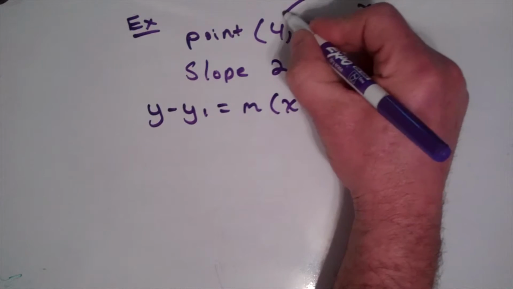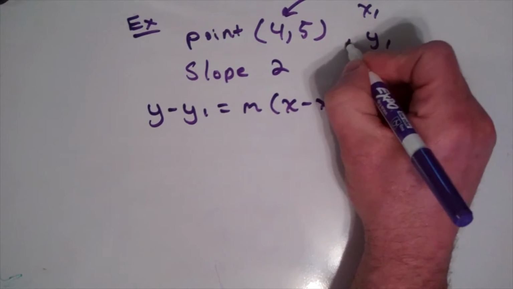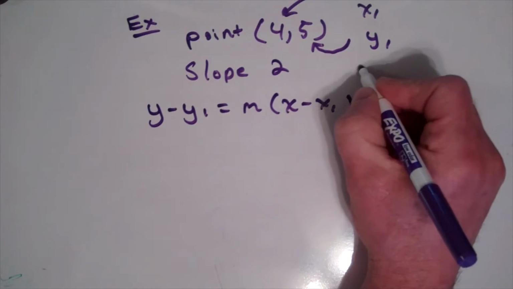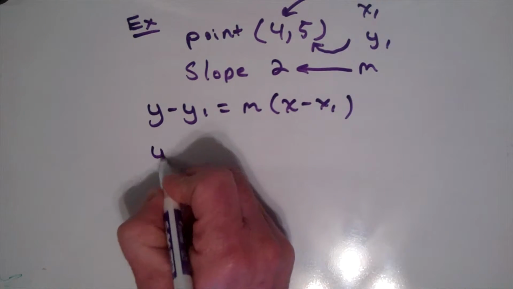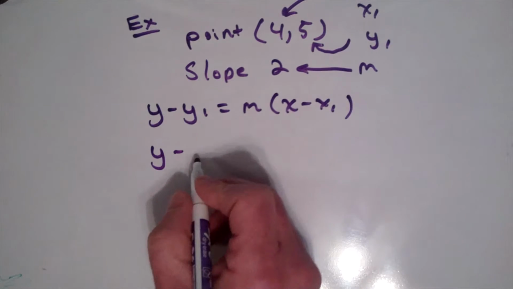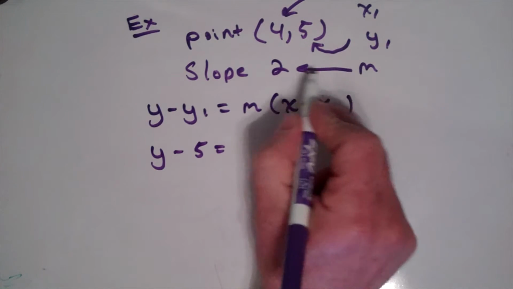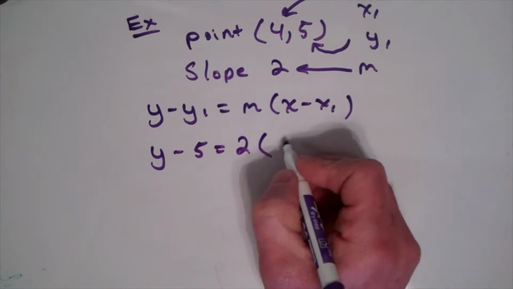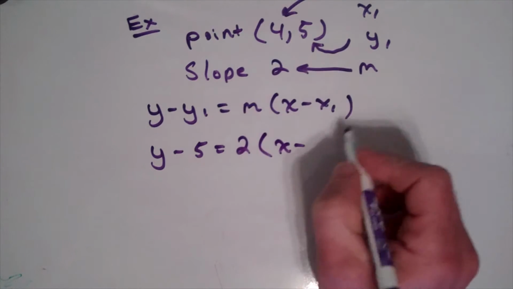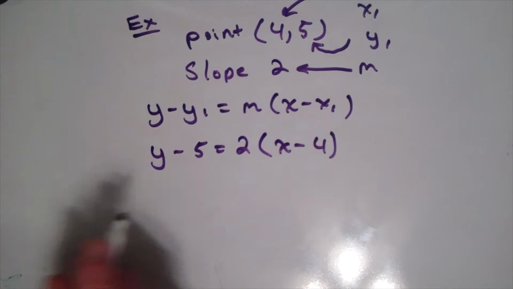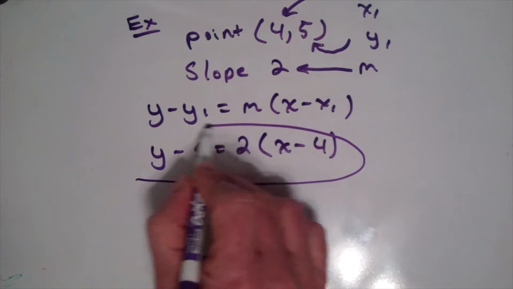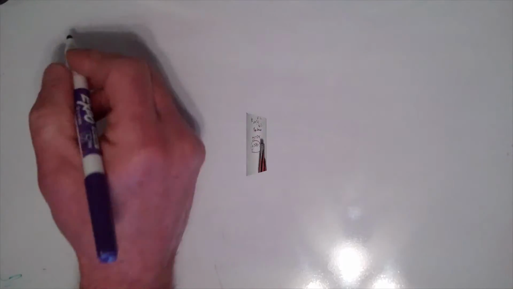So, x1 is the first coordinate of the point, and y1 is the second coordinate. M is the slope, which in this particular problem is 2. So, I have y minus 5 equals 2 times x minus 4. And that problem is done right there. And that is point-slope form of the equation of a line that goes through the point 4, 5 and has a slope of 2.